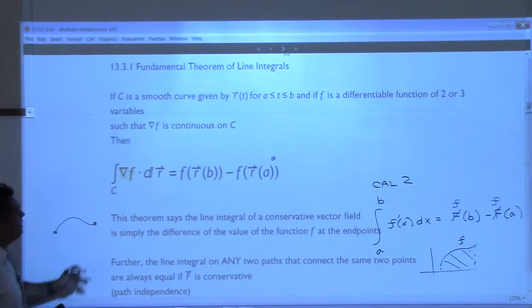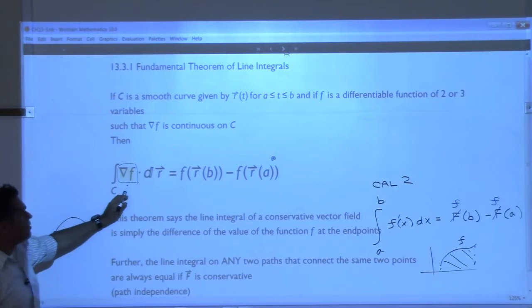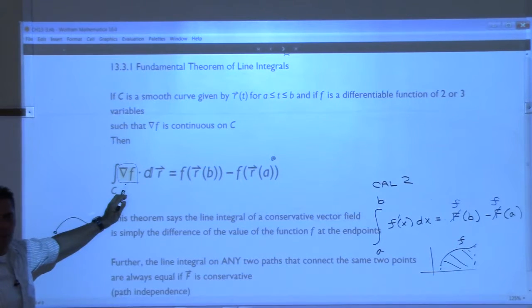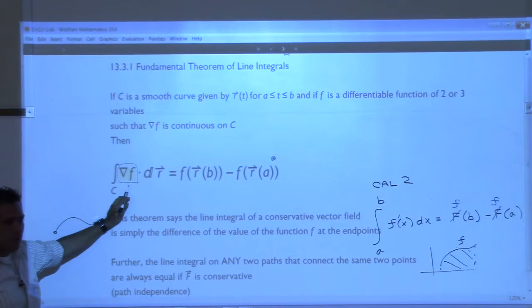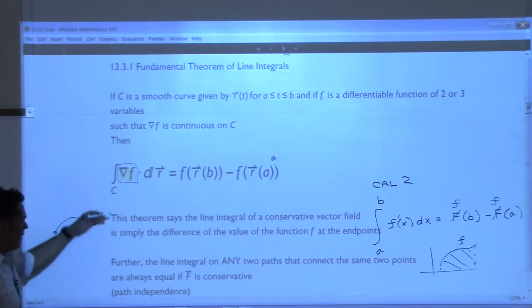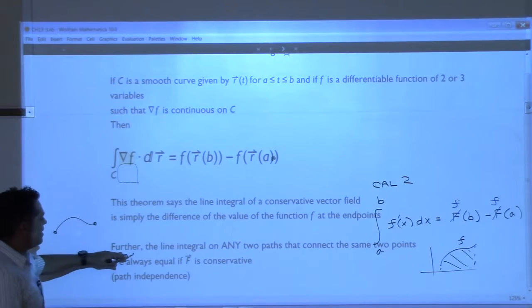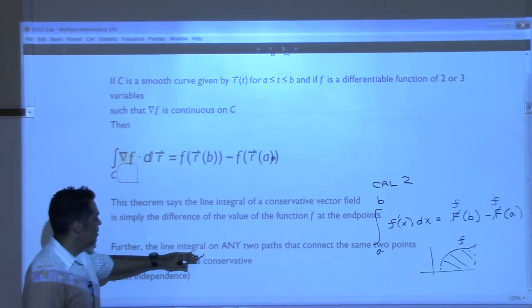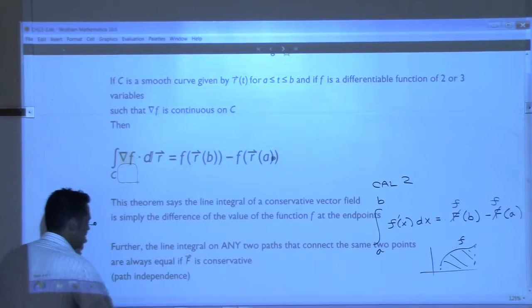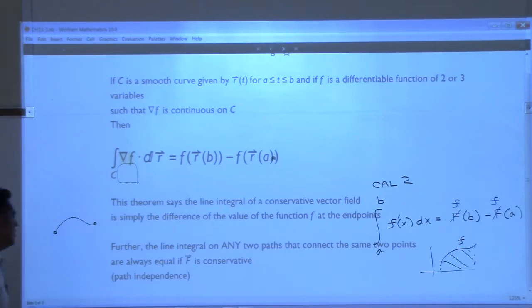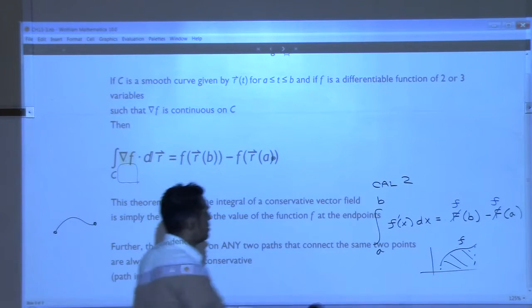Which means that this is a conservative vector field, right? This only works if you have a conservative vector field, because by definition, a vector field is called conservative if it is the gradient of a scalar function. You have to go back and look at your definitions. So that's what this is all saying. And what's really kind of amazing about this is that this is saying that the line integral on any 2 paths that connect the same 2 endpoints are always equal as long as the vector field is conservative.